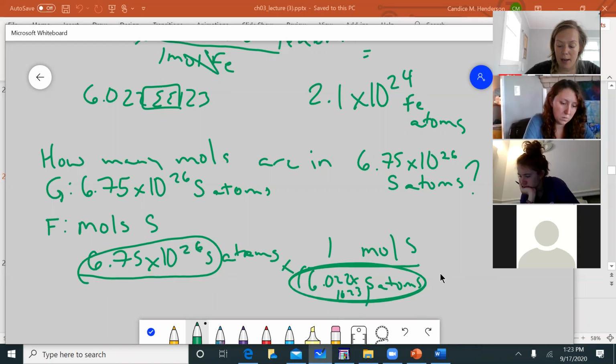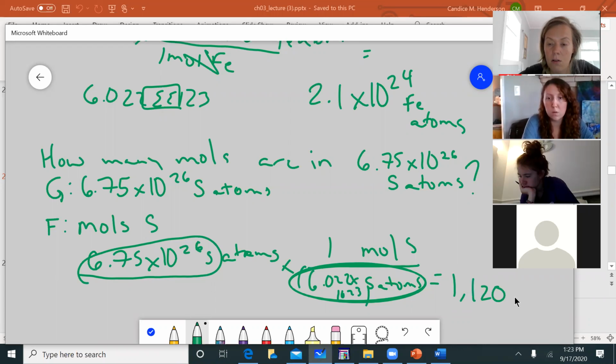So when I do that, I get quite a large amount of moles. There's a lot of atoms. We've got 3 sig figs, so 1,120 moles of sulfur.